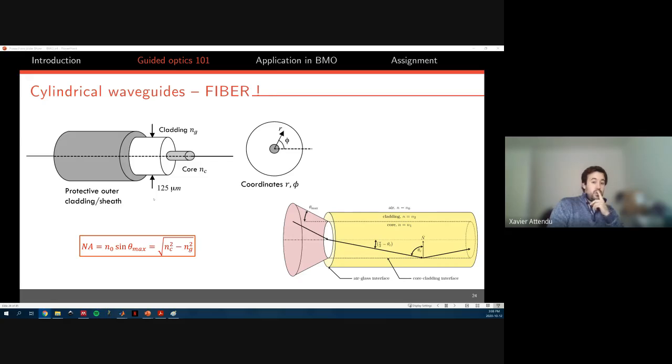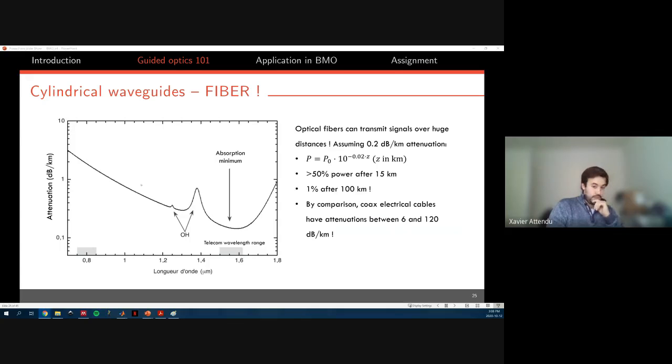Okay, so why is fiber so interesting? The primary reason is that fibers can transmit signals over huge distances. For example, a typical value is this thing that we call 0.2 dB per kilometer. dB is the logarithmic decibel scale, which means that you have this value 10 to the power of this value divided by 10.